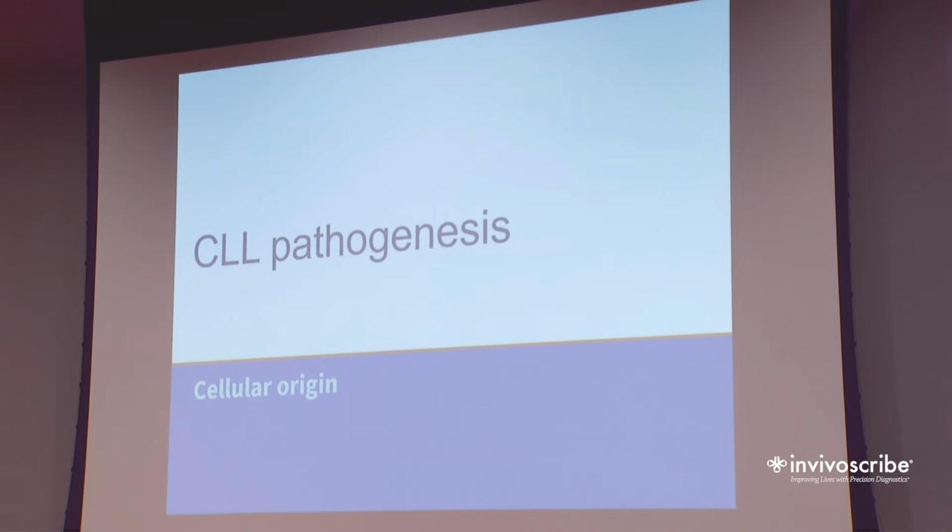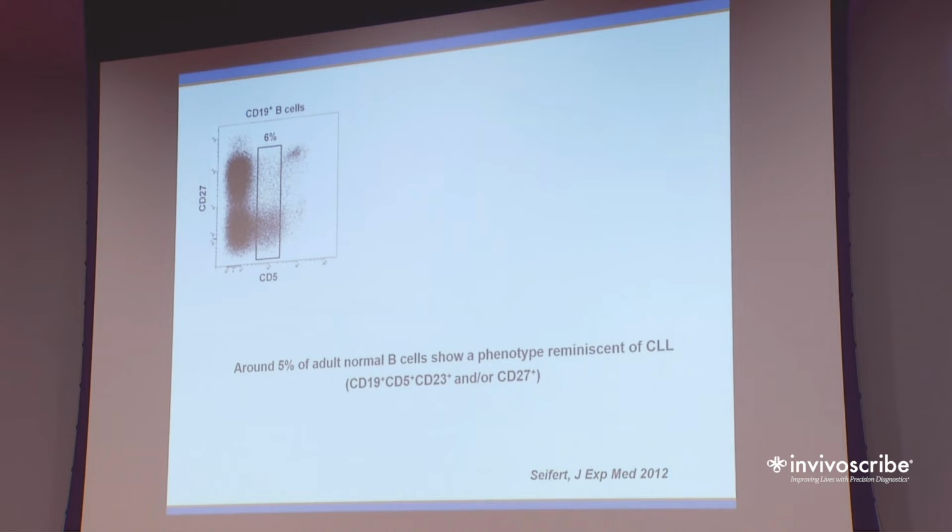Now, first our work on the cellular origin of CLL. This is a flow cytometric analysis of the blood of a 30-year-old healthy human, so he's definitely not a CLL patient, but he has in his peripheral blood CLL-like cells: CD19 positive, CD5 positive, CD23 positive, even sometimes CD27 double positive, exactly like CLL. So they show a phenotype highly reminiscent of CLL.